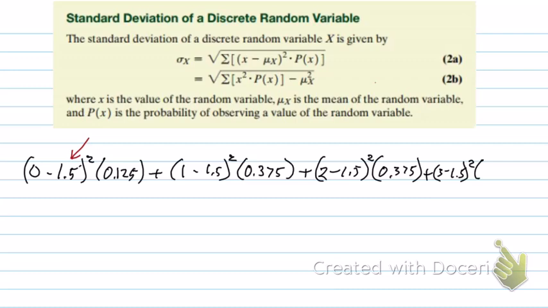Times the probability. That's how you actually do it. That formula is in your formula pages. So if I ask you to show your work, which you know the quiz is going to do, this is what you'd write down. Now, are you really going to go through all that on a calculator? No.